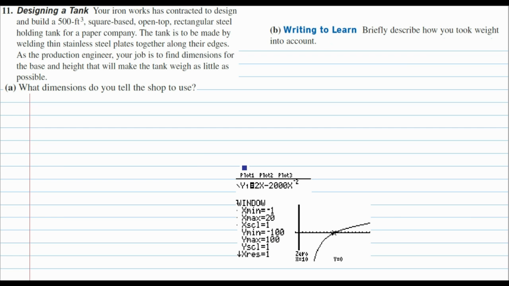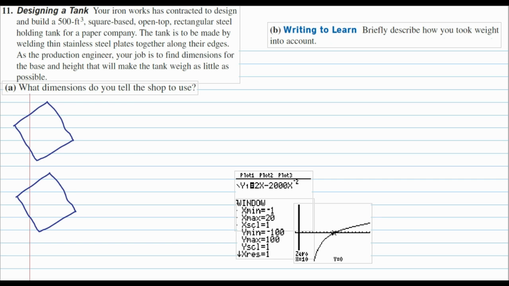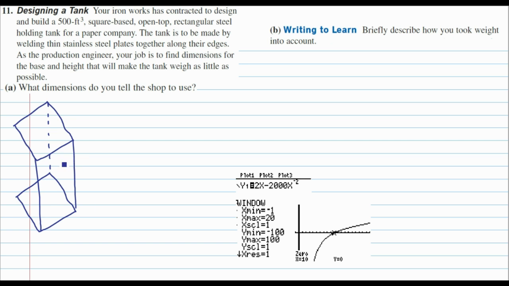Now the try problem, we're going to design a tank. Your Ironworks has contracted to design and build a 500 cubic feet square-based, open-top, rectangular steel holding tank for a paper company. Alright, so I got to draw that first so I know what that looks like and what that even means. Well, it's got a square base, which means its top is also going to be square, and then it's a rectangular holding tank, so the sides are rectangular.